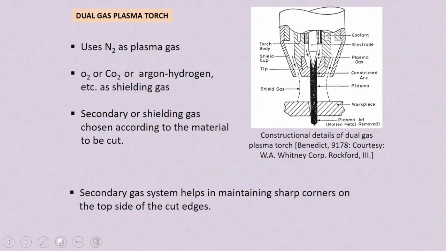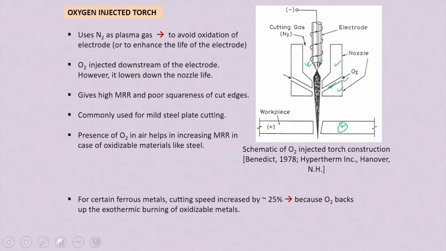It gives poor squareness of the cut edges, but it gives a high material removal rate. So it is commonly used for cutting mild steel plate, which is a ferromagnetic material, which is a ferrous material.